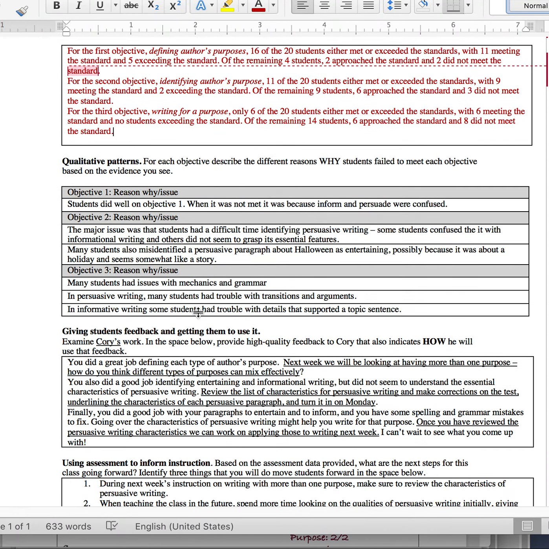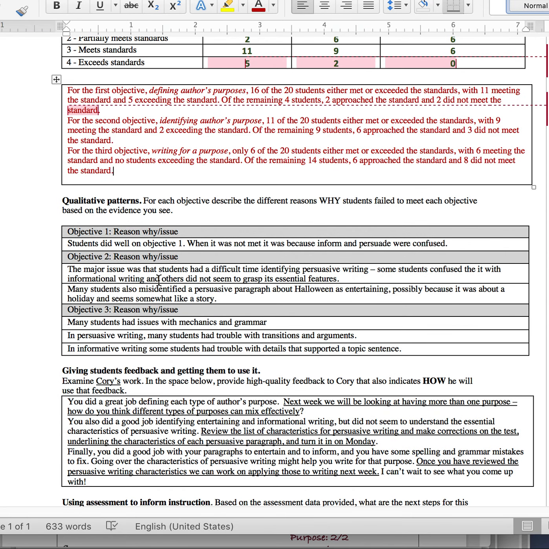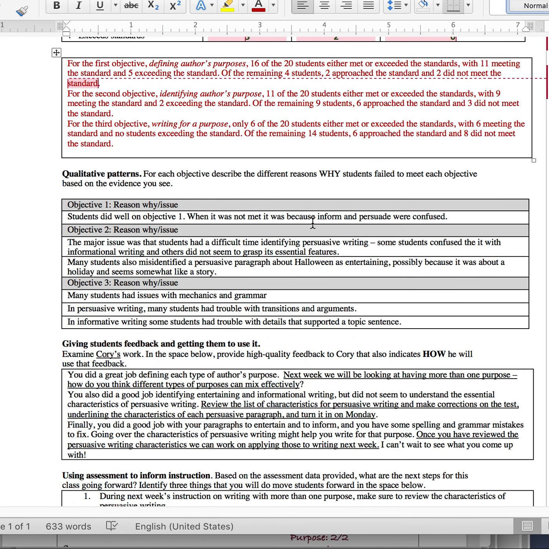So when we get down to the qualitative patterns, for each objective, you're going to basically describe what's going on. So for objective 1 in this case, I am stating based on this data up here that students did well in this objective. When it was not met, it was because inform and persuade were confused. And I could even add here that persuasion was the more challenging type of purpose.